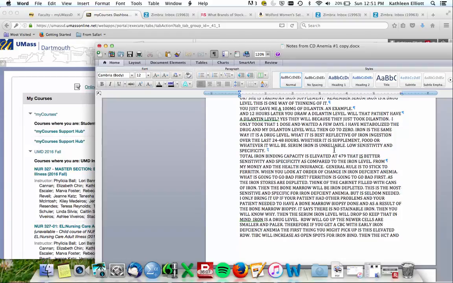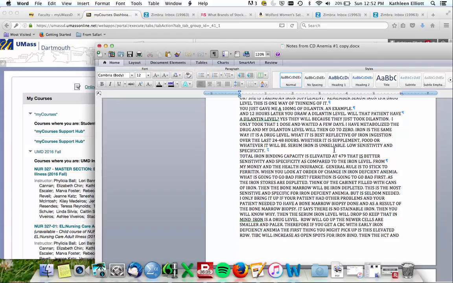Also, a general rule to stick to: when you look at the order of change in iron deficiency anemia, what is going to go bad first? Ferritin is going to go bad first. As the iron stores are depleted, think of the cabinet filled with cans of iron, then the bone marrow will be iron depleted. This is the most sensitive and specific test for iron deficiency anemia, but it is seldom needed.